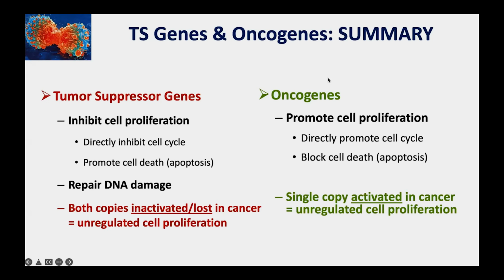and that leads to unregulated cell proliferation. For oncogenes, these are genes that promote cell proliferation, and they can act directly by promoting the cell cycle. So where the tumor suppressors are inhibiting it, the oncogenes are promoting it. So they're turning it on directly so the cells start dividing. Or oncogenes can also block cell death, so that if the cells are not dying when they should, the net result is accumulation of cells. And in the case of oncogenes, a single copy is activated in cancer. And again, you result in unregulated cell proliferation.